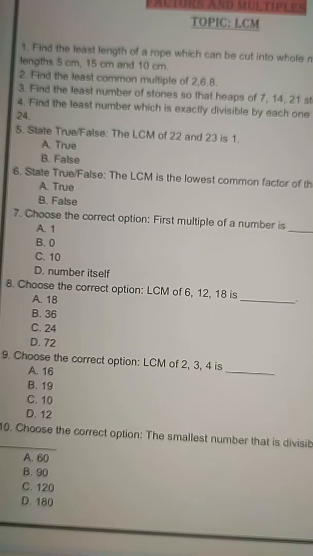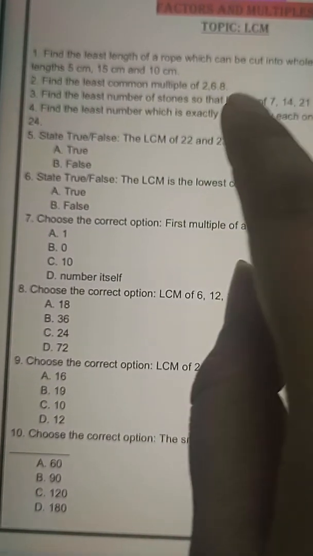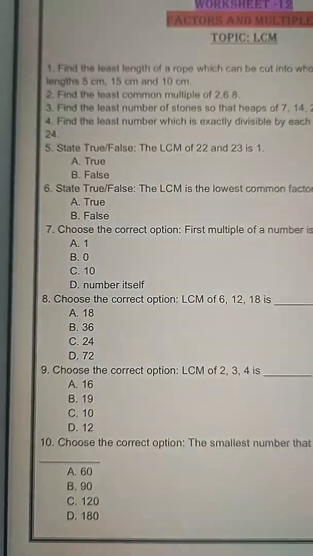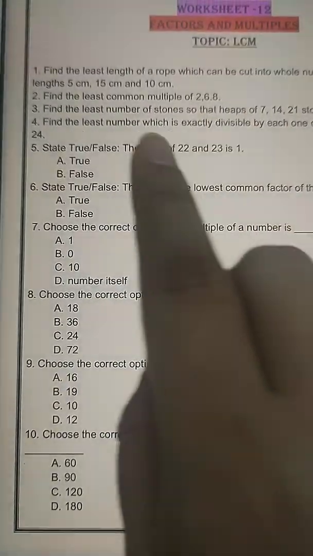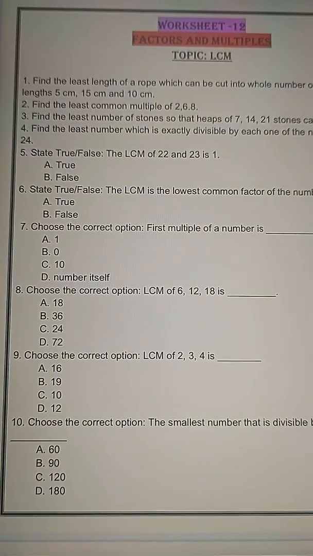So here 5, 10, 15 is written. For 5, 10, 15 you are going to find the LCM. Firstly you are going to make the statement here: length of first piece 5 centimeter, length of second piece 15 centimeter, length of third piece 10 centimeter. Like this you are going to make the statement, and then you have to find the LCM also. Here, find the least common multiple: simply find the LCM of 2, 6 and 8.